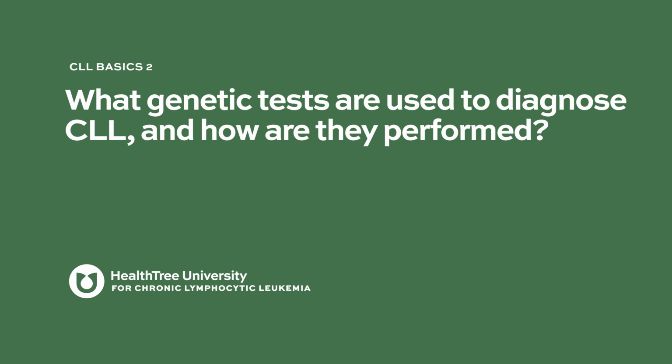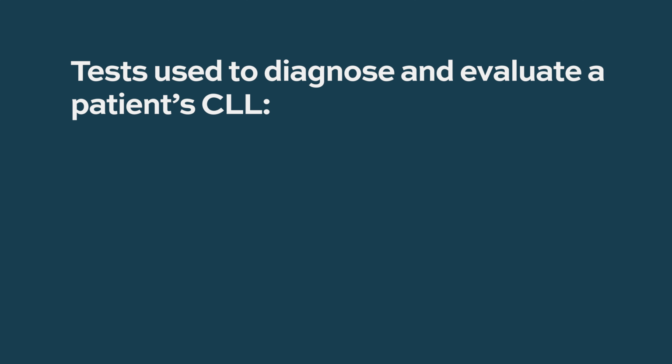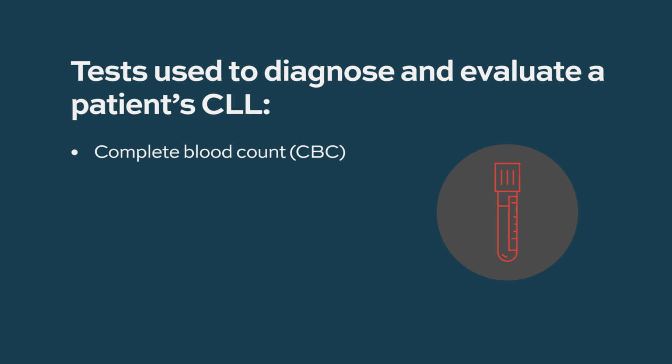What genetic tests are used to diagnose CLL, and how are they performed? As a part of routine evaluation of CLL, we do a complete blood count where we look at the number and the type of blood cells in a patient. So in CLL, often we see an increased number of lymphocytes, which are a type of white blood cell that are commonly elevated in this disease.